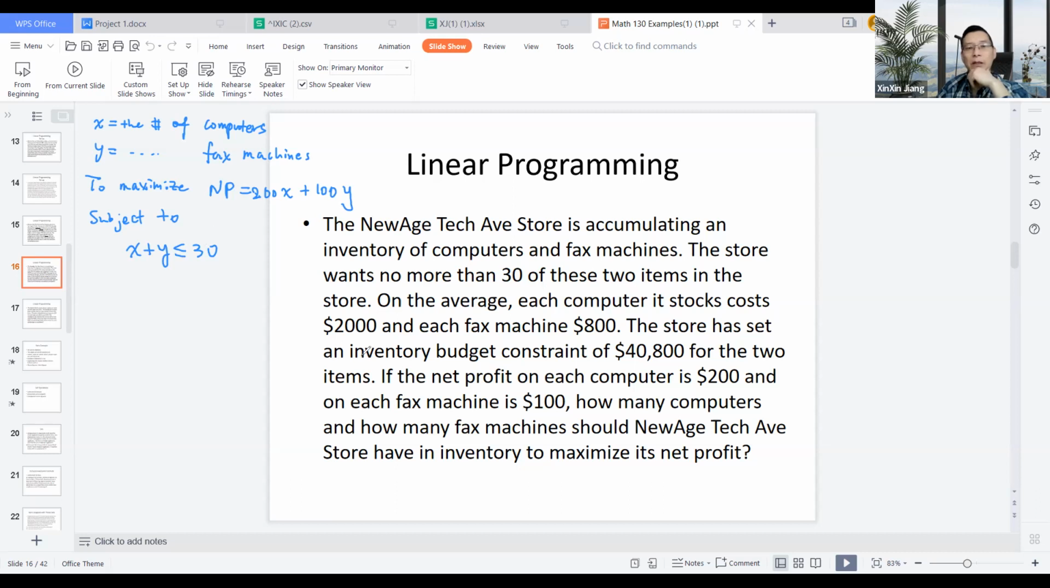And then we have an inventory budget constraint. So we would have a less than or equal to 40800. It's an inventory budget, so it cannot have more than that money. You cannot hold more fax machines and computers so that the inventory cost is over the budget. You cannot do that. So the cost will be less than or equal to $40,800.